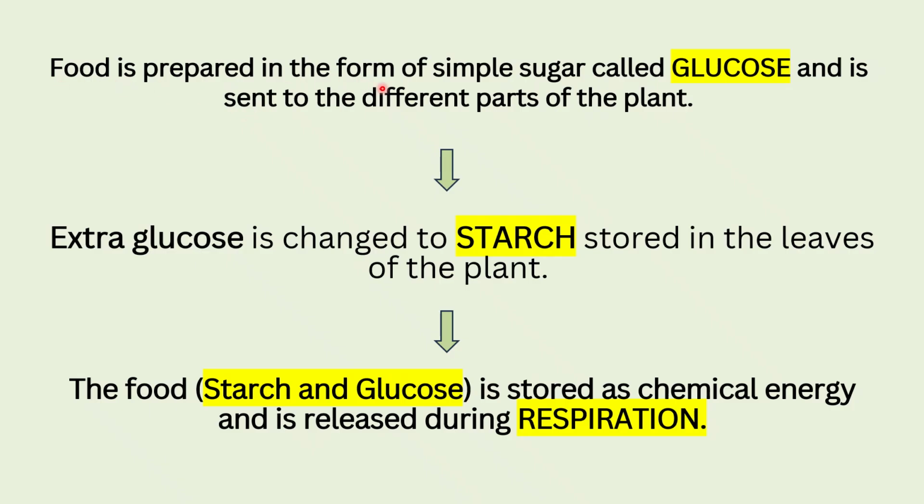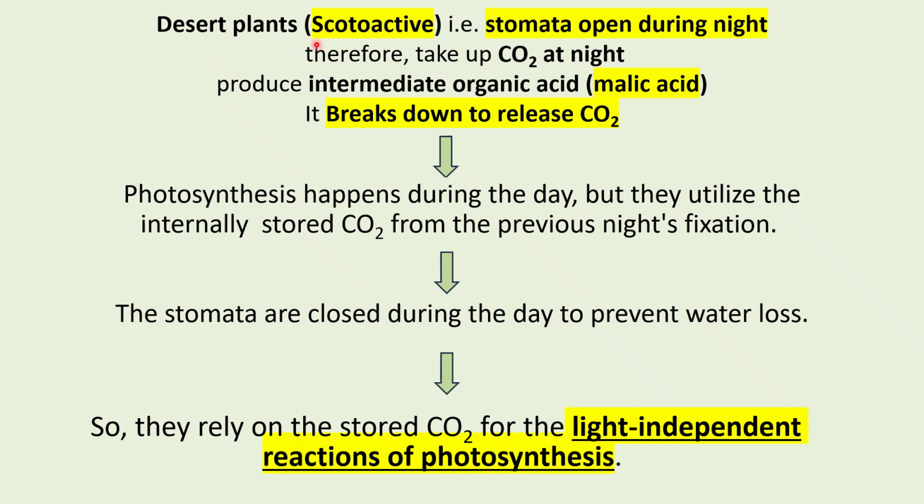So food is prepared in the form of simple sugar called glucose and is sent to the different parts of the plant. Extra glucose is changed to starch and stored in the leaves of the plant. Thus the food, that is the starch and glucose, is stored as chemical energy and is released during respiration. So far we have been discussing photosynthesis.